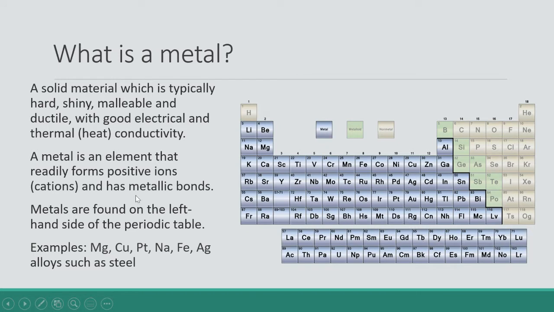So they readily form positive ions or cations, and they have metallic bonds. So some examples are magnesium, copper, platinum, sodium, iron, and silver. And then there's also metals which are alloys, which are mixtures of metals and other elements, such as steel is a mixture of iron and carbon. So alloys are mixtures, whereas pure elements can be found on the periodic table on the left-hand side, highlighted in this part of the table.